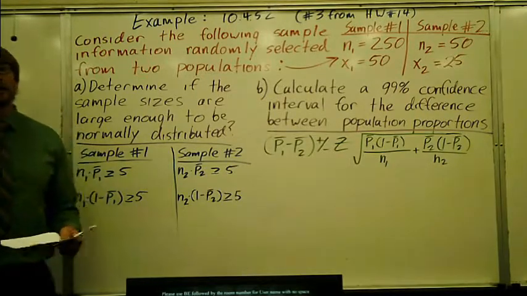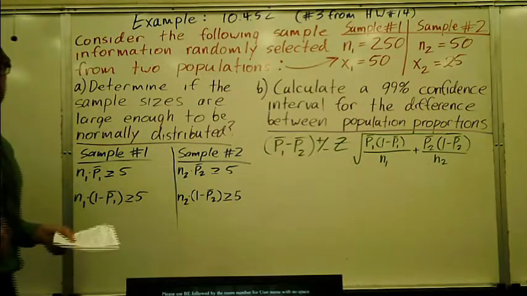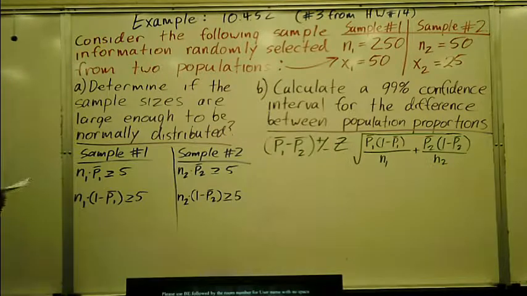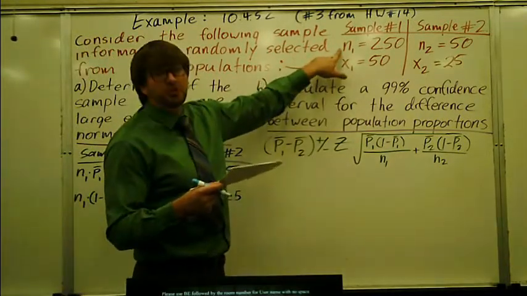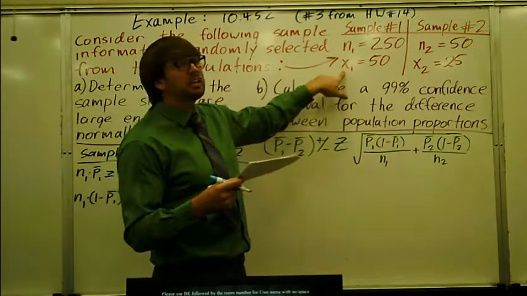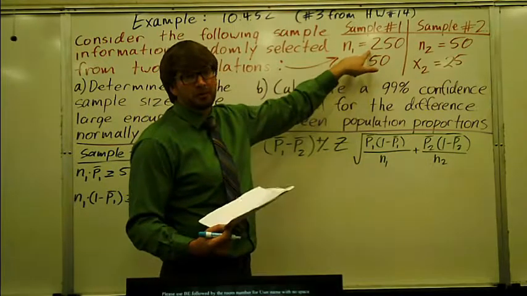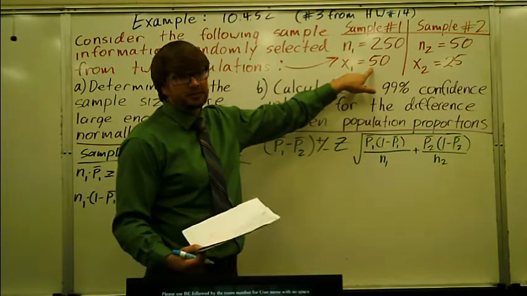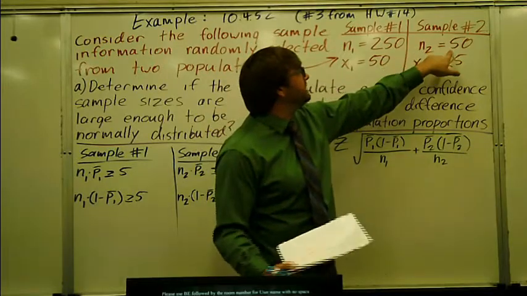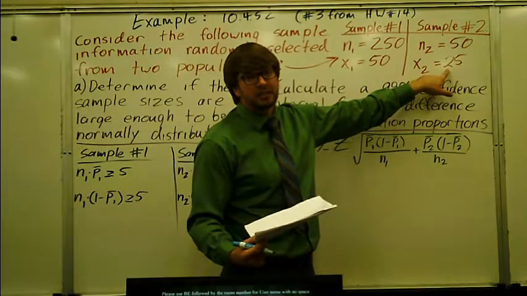This is going to be calculating a confidence interval for the difference between two population proportions. So let me start off with reading the problem statement here. Consider the following sample information randomly selected from two populations. Sample size 1 was 250, and then x1 is 50. So once again, what that means is, of those 250 people sampled for sample number 1, 50 displayed the attribute of interest. Sample size number 2 is 50, and of those 50 in sample number 2, 25 displayed the characteristic of interest.